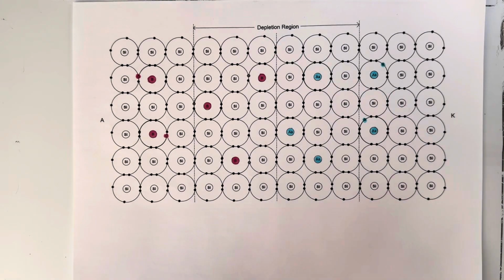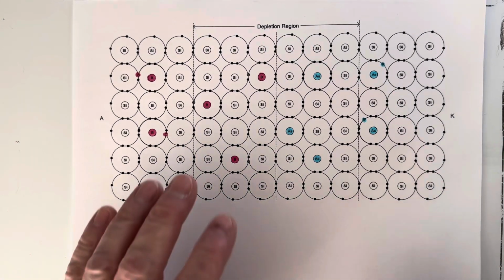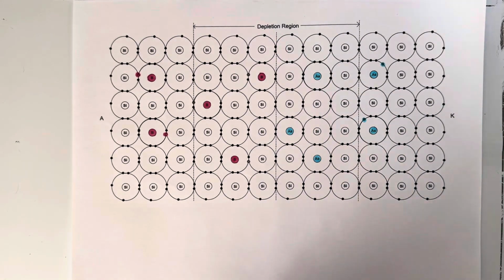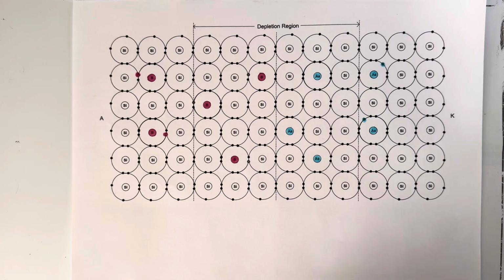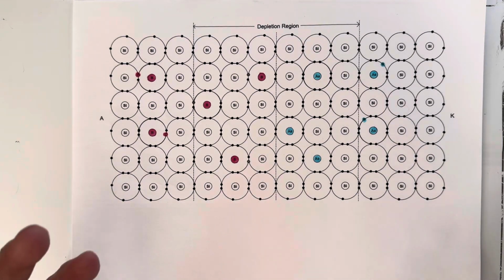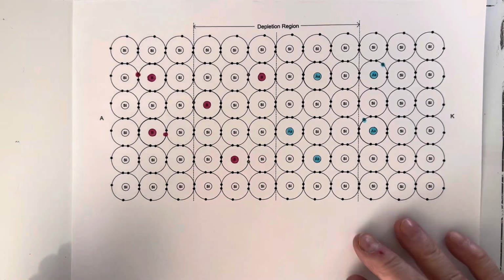It forms an electric field that's called the barrier potential. For silicon devices, the barrier potential is about 0.7 volts. If we happen to use germanium instead of silicon, the barrier potential would be about 0.3 volts. All right, so there's a little bit about semiconductor theory with no math.